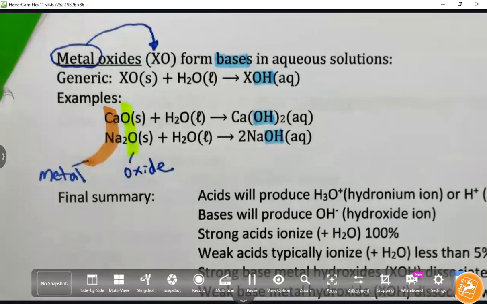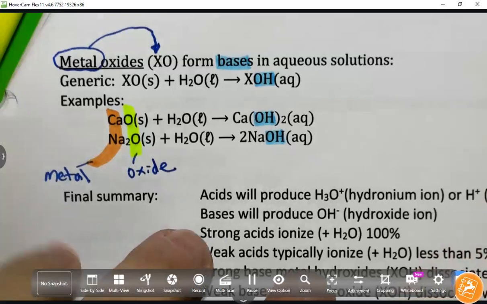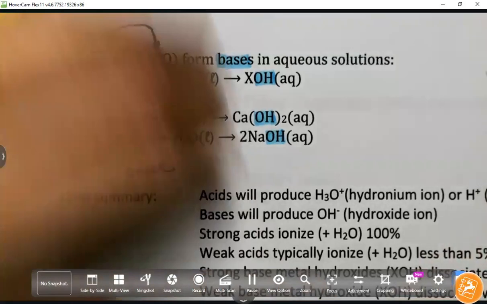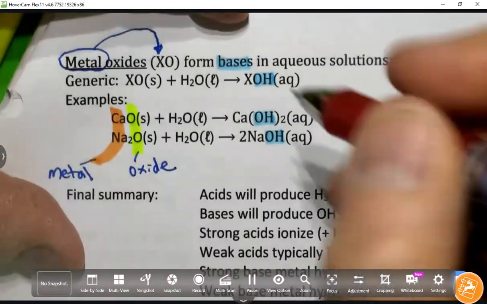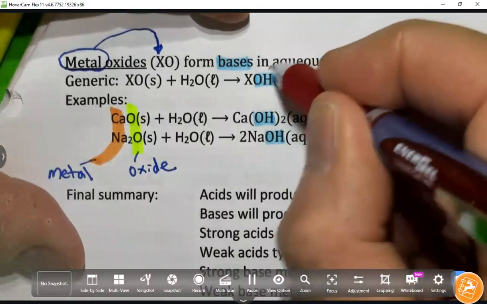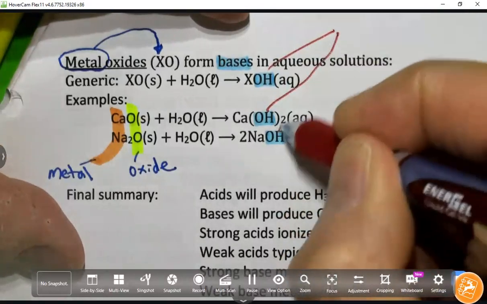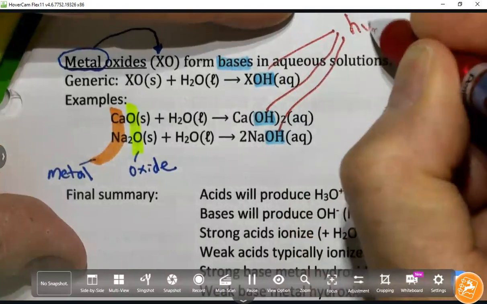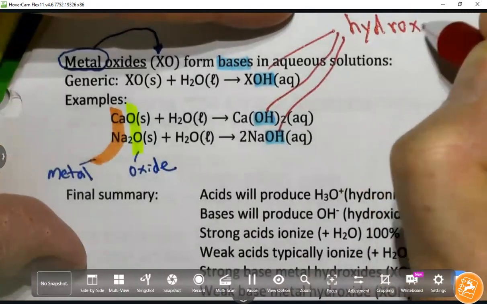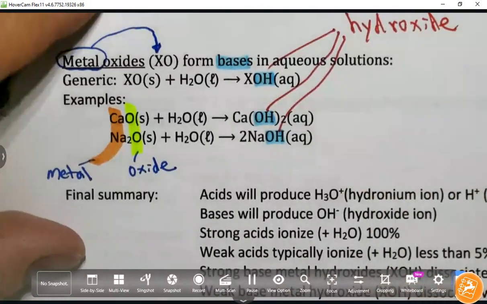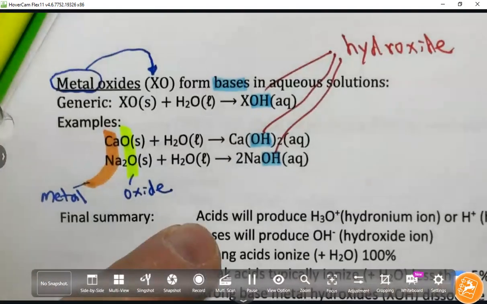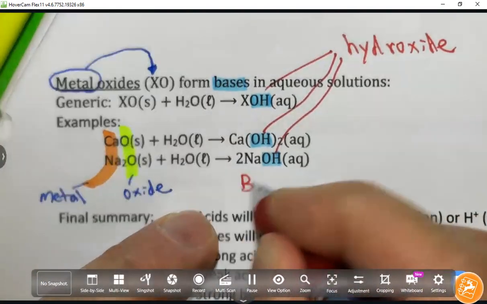And what is OH minus? This is hydroxide, which makes a base.